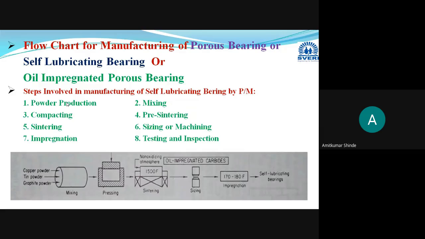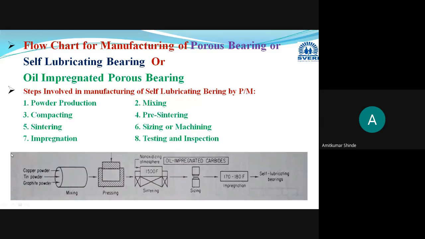Okay, so this is our first stage, powder production. Then after that the second stage is the mixing stage. For powder production, to indicate that stage, just before this mixing stage, you have to draw one rectangle, and in that you have to mention copper, tin powder. Copper approximately 90%, tin approximately 10%, and a very small amount of graphite powder will be there.